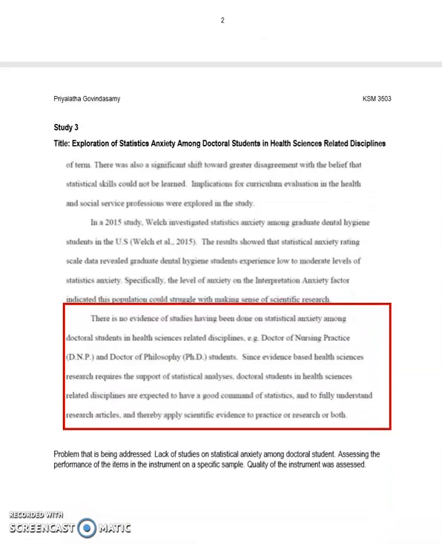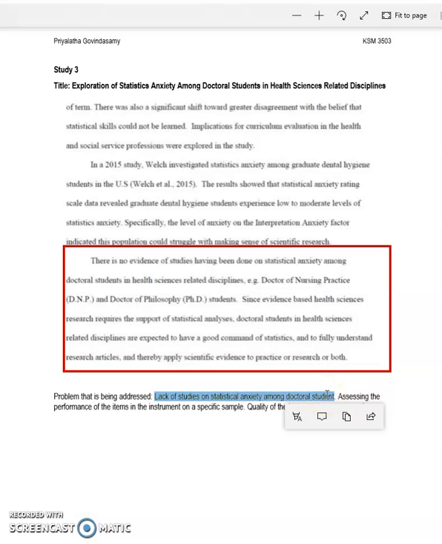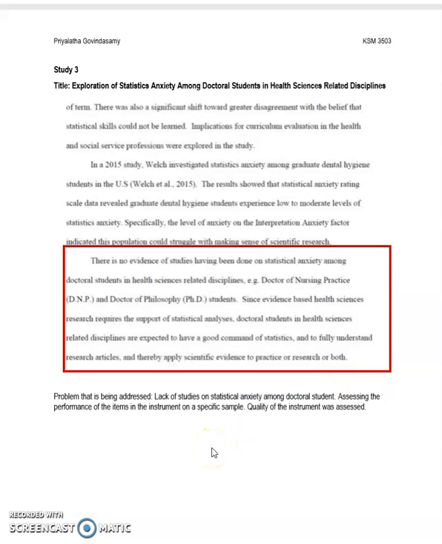What does the third article talk about? The third article is an exploration of statistics anxiety among doctoral students in health sciences related disciplines. So from this study, when you look at the end of the introduction paragraph, the last one talks about the problem that has been addressed: there is a lack of studies on statistical anxiety among doctoral students. So again, we want to study how the instrument is performing under a very specific sample.